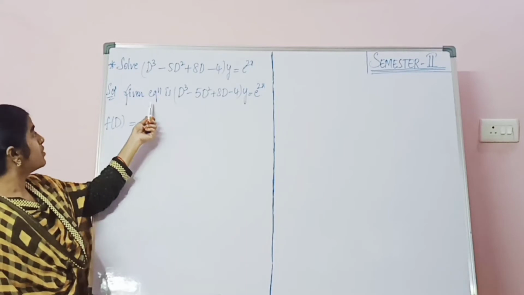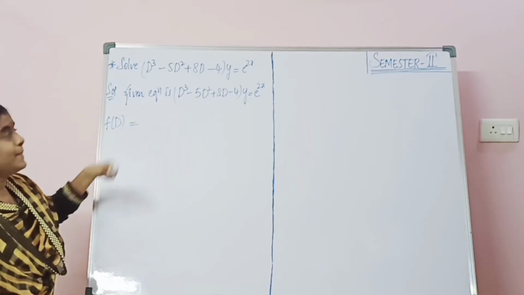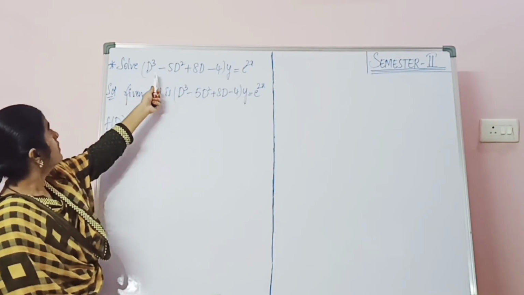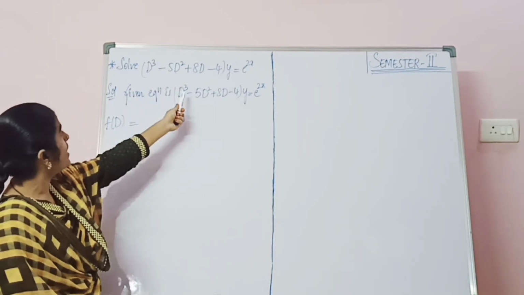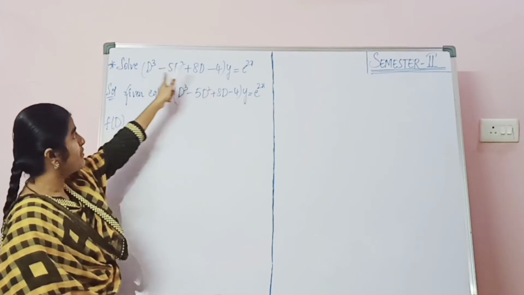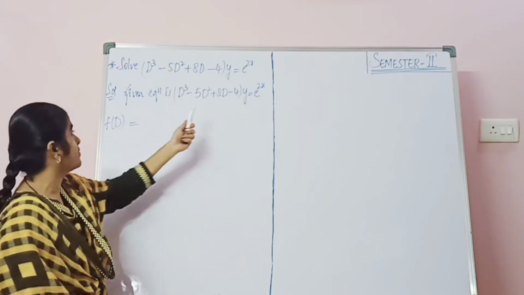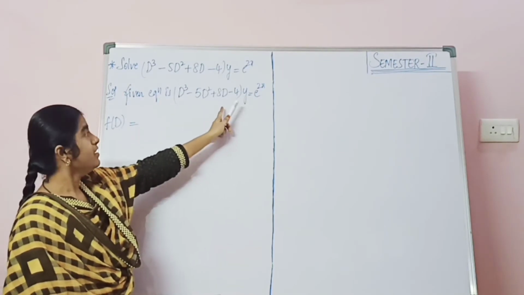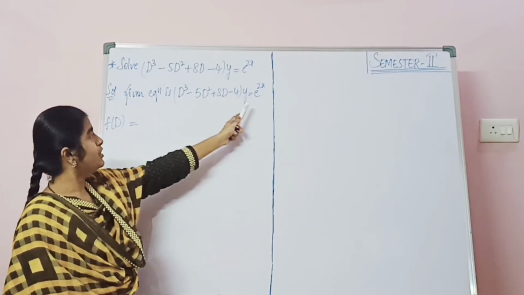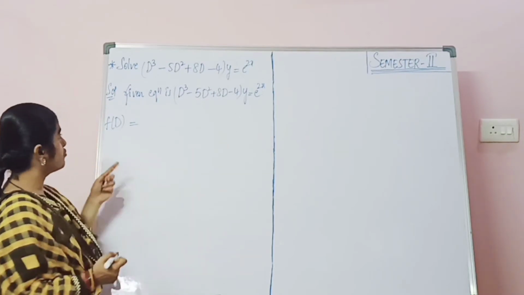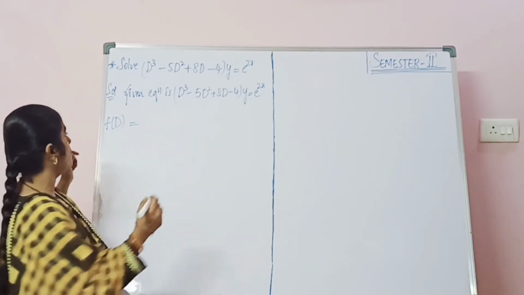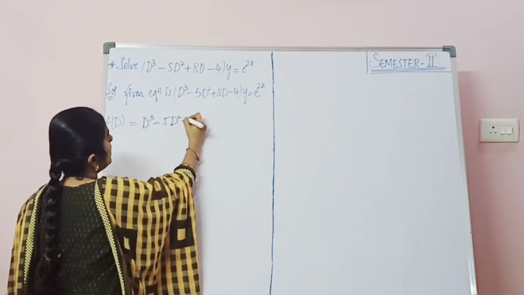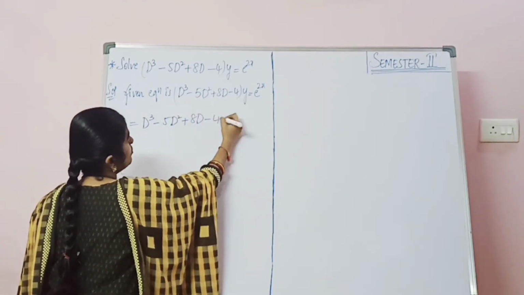Now let us solve one more sum based on second bit, case 2. What is given here? Solve (D cube minus 5D square plus 8D minus 4) y equals e power 2x. So the given equation is (D cube minus 5D square plus 8D minus 4) y equals e power 2x. We should write this equation in operator form: D cube minus 5D square plus 8D minus 4 equals 0.